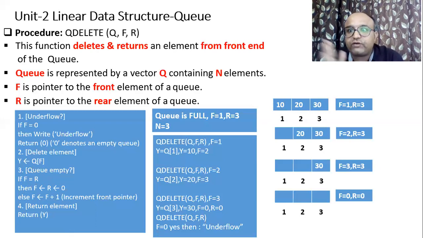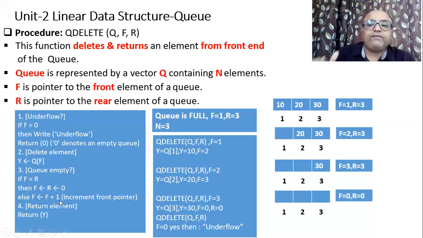So now what we have to do? We have to move the front pointer to the next element. In our Q, the next element is 20, which is stored at index 2. So obviously we have to move the front pointer 1 ahead. In that case, we have to increment the value of F by 1. So F equal to F plus 1. In that case, the value of the front pointer will become 2. So this is about your first request.